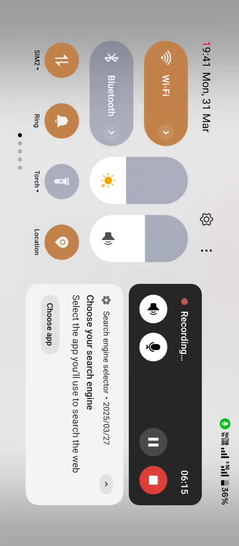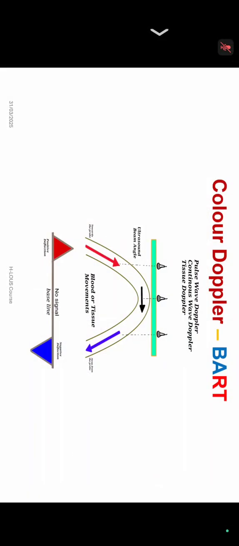Many people think that on the ultrasound scan, if it looks red, it's an artery, and if it looks blue, it's a vein. It's nothing to do with that. Red and blue is nothing to do with whether it's an artery or a vein. It is to do with the direction of the blood flow relative to the probe.